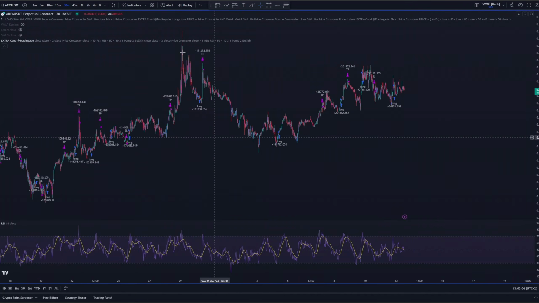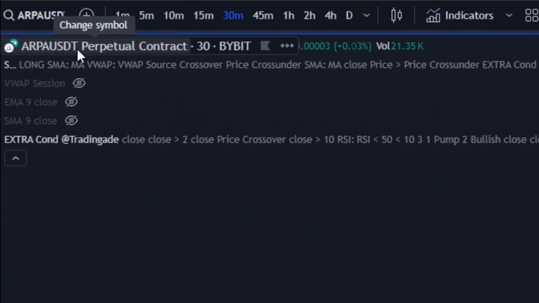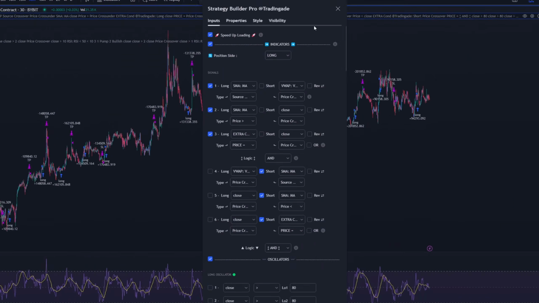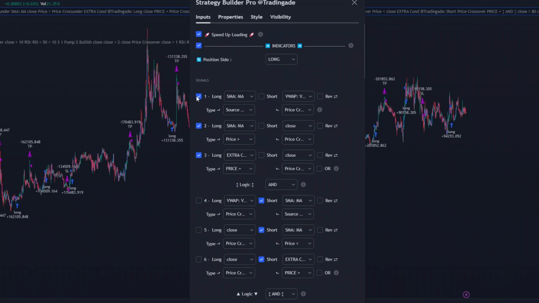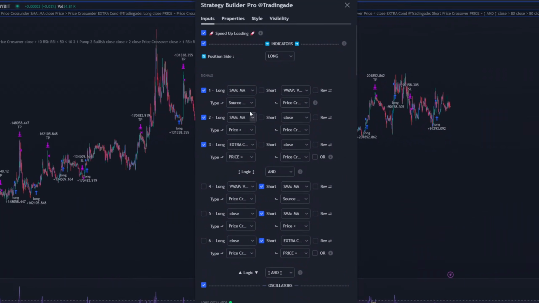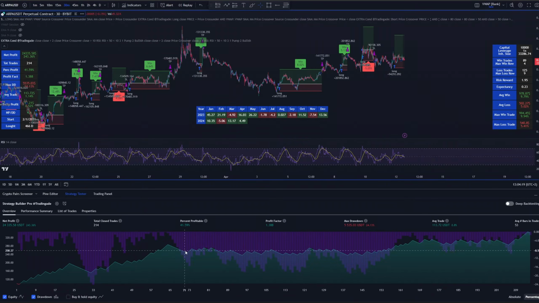Then I did find another interesting backtest on ARP USDT, 30 minutes time frame on Bybit exchange. This time I have used the Strategy Builder Pro, and as you can see, the signal management is absolutely much clearer because here we have all long signals management and here all short signals management. So basically the settings are exactly the same, I just use the simple moving average instead of the exponential moving average, and the equity is absolutely interesting.